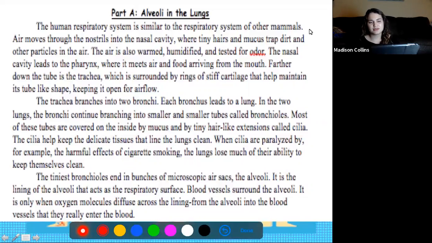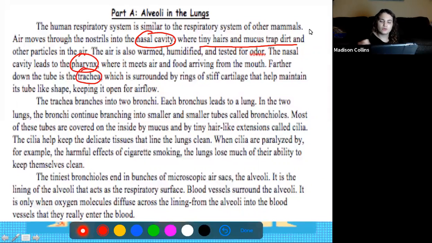The human respiratory system is similar to the respiratory system of other mammals. Air moves through the nostrils into the nasal cavity, where tiny hairs and mucus trap dirt and other particles in the air. The air is also warmed, humidified, and tested for odor. The nasal cavity leads to the pharynx, where it meets air and food arriving from the mouth. Farther down the tube is the trachea, which is surrounded by rings of stiff cartilage that help maintain its tube-like shape, keeping it open for airflow.